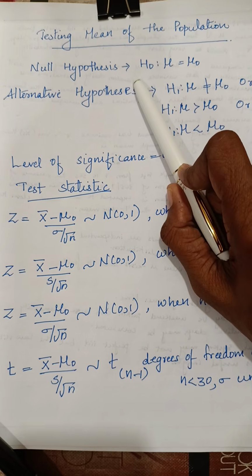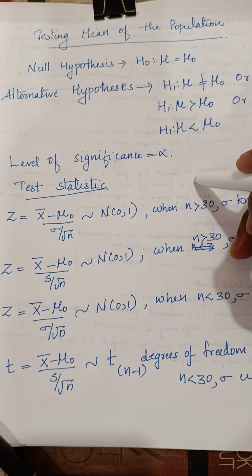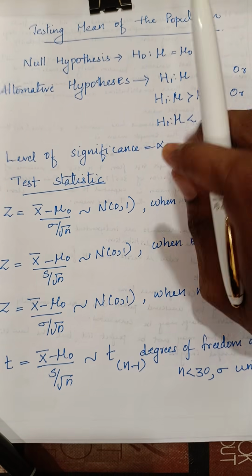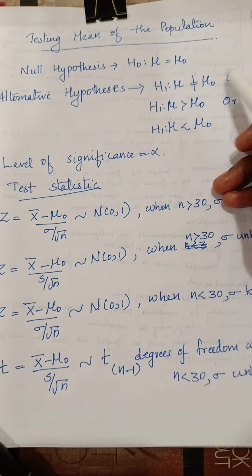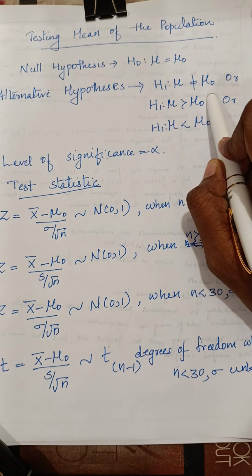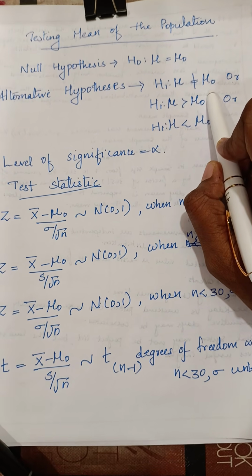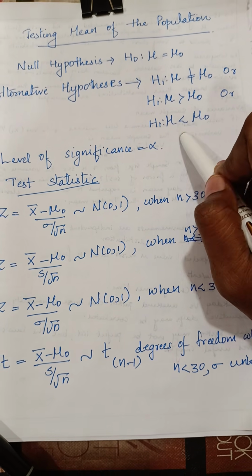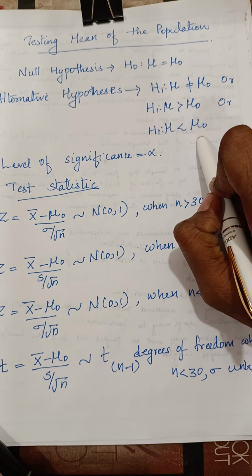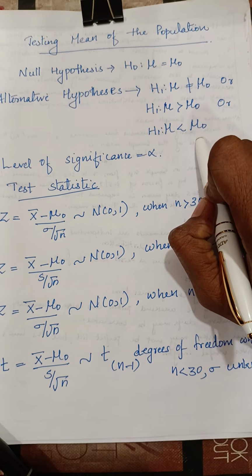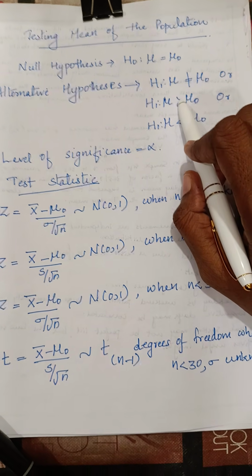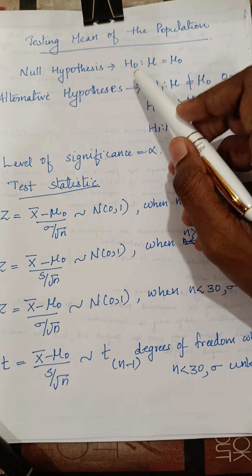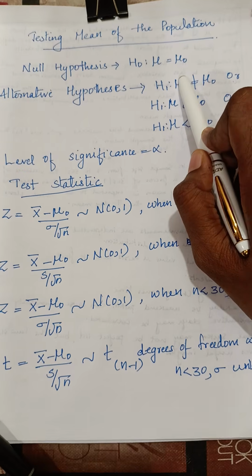null hypothesis against any one of these alternatives. So we are testing a single null hypothesis against a single alternative hypothesis, and the single alternative hypothesis may be H1: mu not equal to mu naught, or H1: mu greater than mu naught, or H1: mu less than mu naught. So we will be getting some hint regarding the alternative hypothesis in the question, but always remember that we will be taking the null hypothesis as H naught: mu equals mu naught.